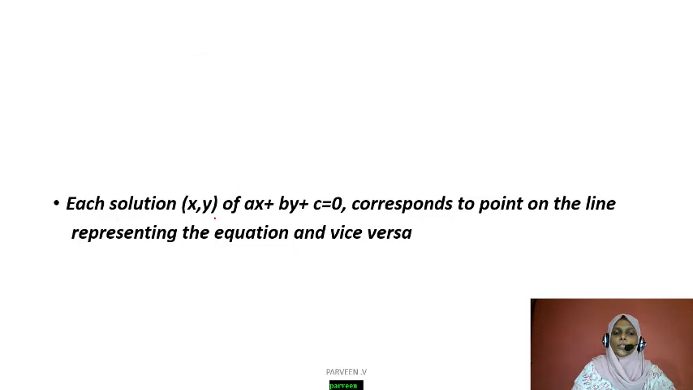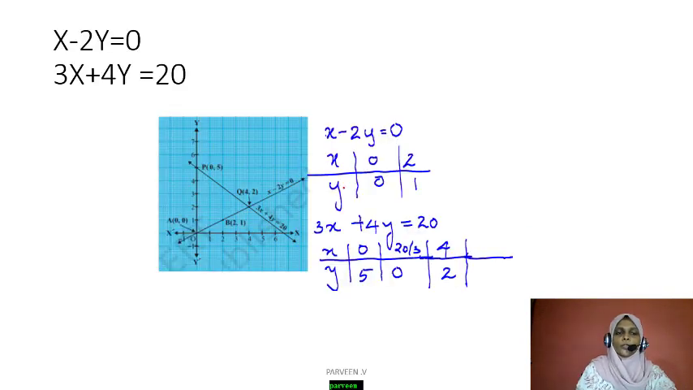Each solution (x, y) of ax plus by plus c equals 0 corresponds to a point on the line representing the equation, and vice versa. That means every solution is a point on the line which represents that equation, and conversely, every point on the line is a solution for that linear equation in two variables. Let's do more graphs here.